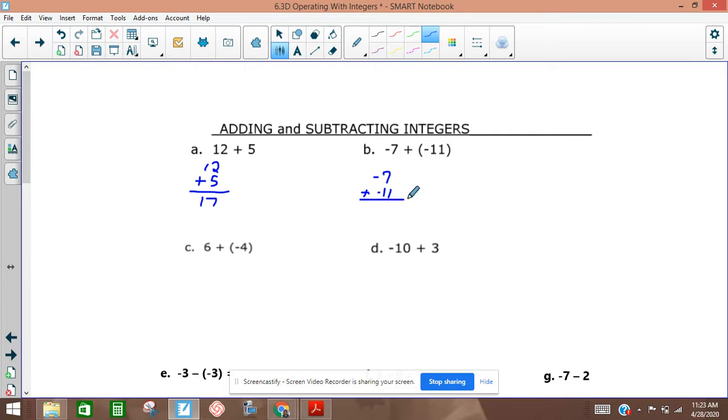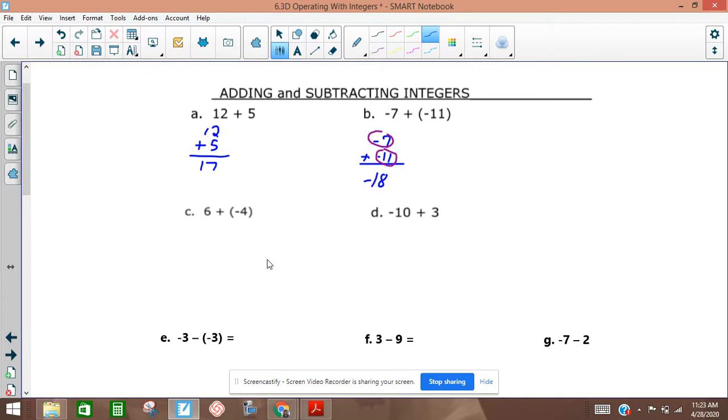So notice the rule says that when you're adding integers and they have the same sign, this is a negative and this is a negative, you add and keep the sign. So in this case, when we add 11 and 7, it is 18. And we keep the sign, so it's going to be -18. Keep that in mind, okay?